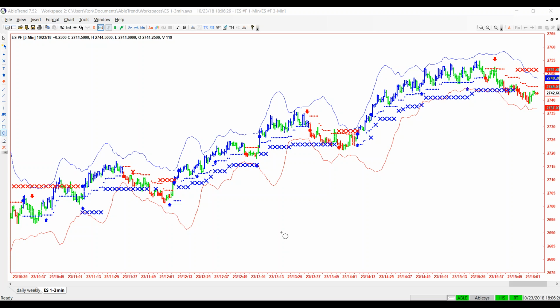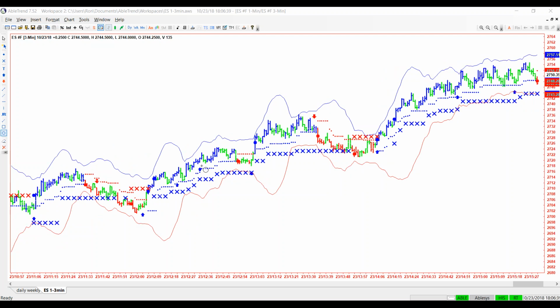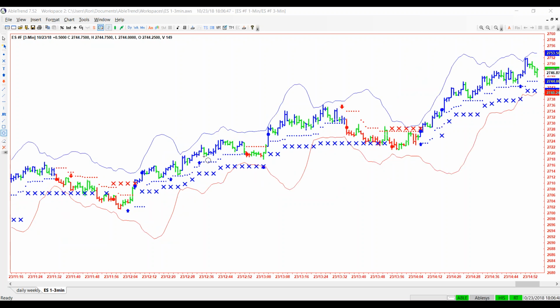Good intraday trading in the market today. This is the E-mini S&P. Why I've been talking about this one, especially the last couple of weeks, is because on the E-mini NASDAQ the prices have been just a little too far away from the dots to get into any trade. We use the 10-point rule for the NASDAQ, meaning the distance between the price and the blue dot, or the price and the red dot.